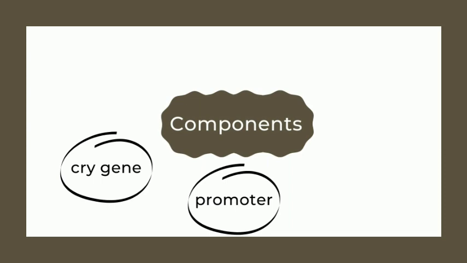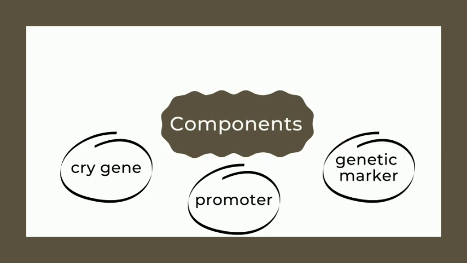And the last component is a genetic marker. A selectable marker suiting the host system helps the plant breeders to screen and select the successful recombinant plant varieties. A common marker is a herbicide tolerance gene linked to the Bt gene. Following the cloning, plants are treated with the same herbicide for proper selection. Plants that survive the herbicide treatment are the real successful GM crops.